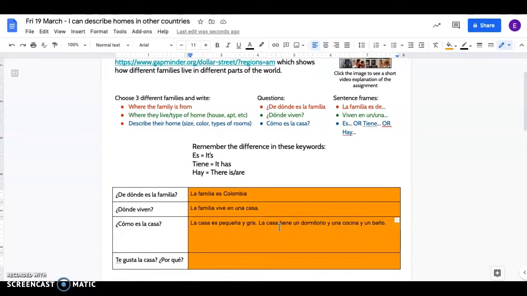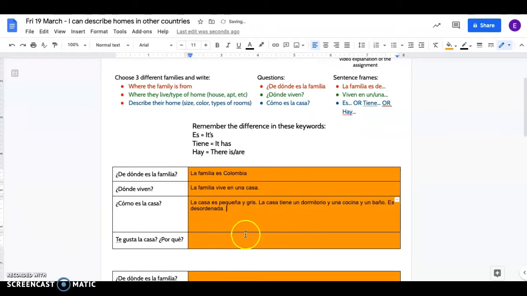I'm also going to add the es desordenado. Desordenada. Okay, ¿te gusta la casa? ¿Por qué? No me gusta la casa porque es desordenada y pequeña. Okay, and then you'll go and choose two more families to do that for.